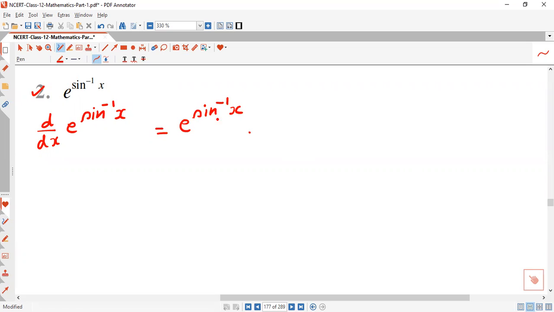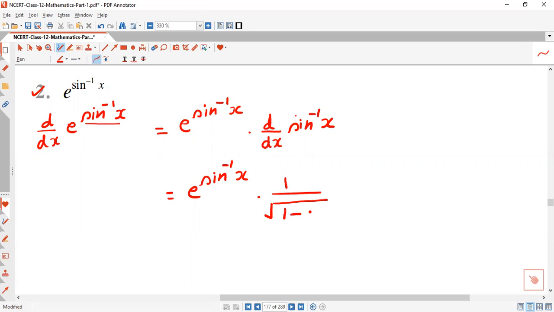Now this is not the x basically, this is sin inverse x. So I have to differentiate this function again. See dy/dx into dy/dx of this part, sin inverse x. So we write down here e raised to sin inverse x into 1 upon under root 1 minus x square. This is the answer, differentiation of e raised to sin inverse x.